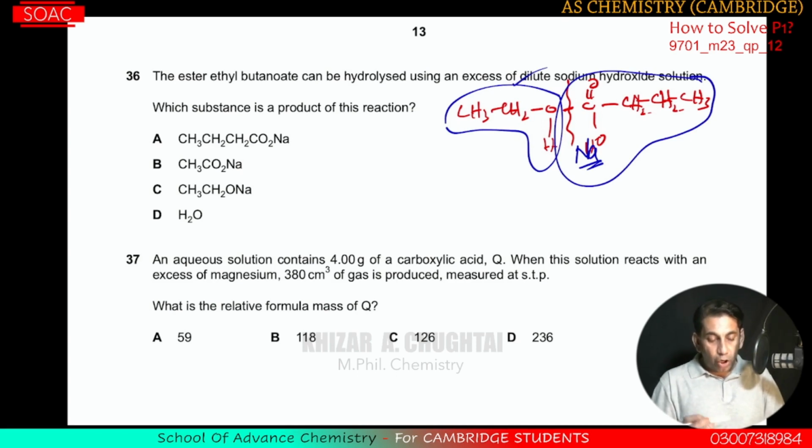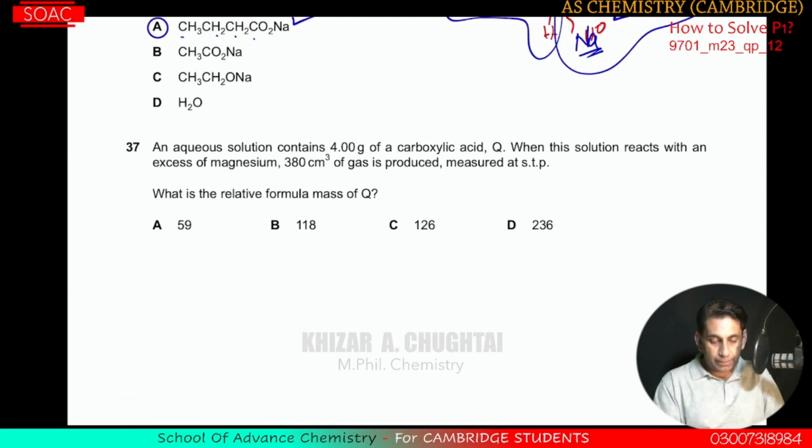Let's see what the options are. Which substance is the product of this reaction? A 4 carbon salt, I mean 1, 2, 3, 4 carbon salt, the salt of butanoic acid, sodium butanoate. Yes, this one has the same common option. So A is the correct option.